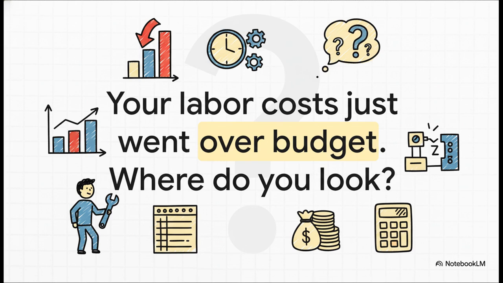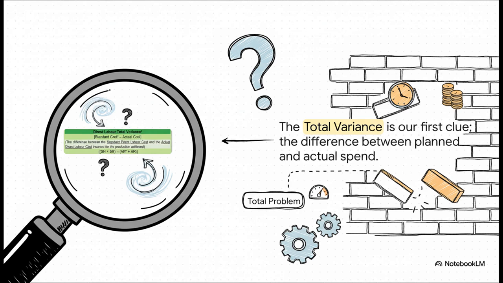Did you pay your people more per hour? Were they working slower than expected? Was there some kind of downtime? You need details. And that's exactly where our investigation kicks off, with the direct labor total variance. You calculate it by taking your standard cost, that's your planned hours times your planned rate, and subtracting your actual cost, which is the hours you actually paid for times the rate you actually paid. This just gives you the big picture, the total size of your problem. It confirms that you have a problem, but it doesn't tell you why.